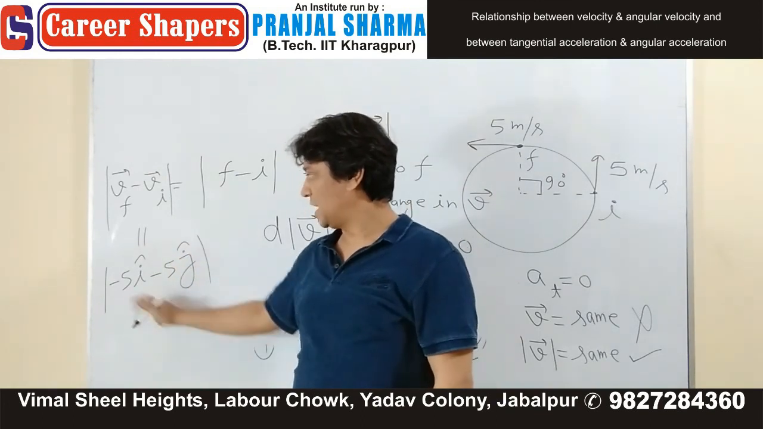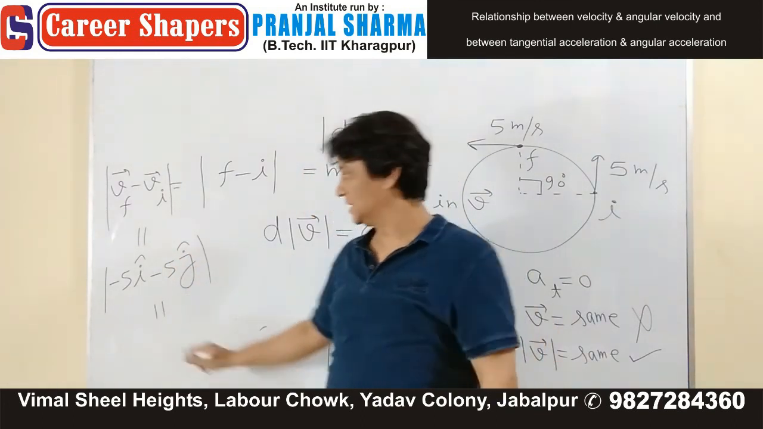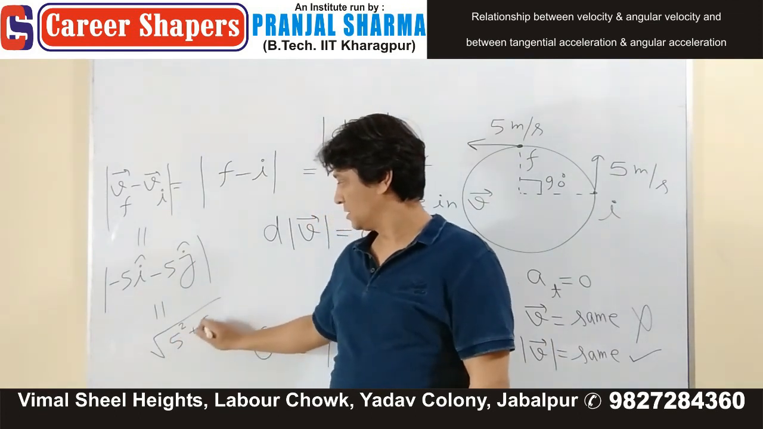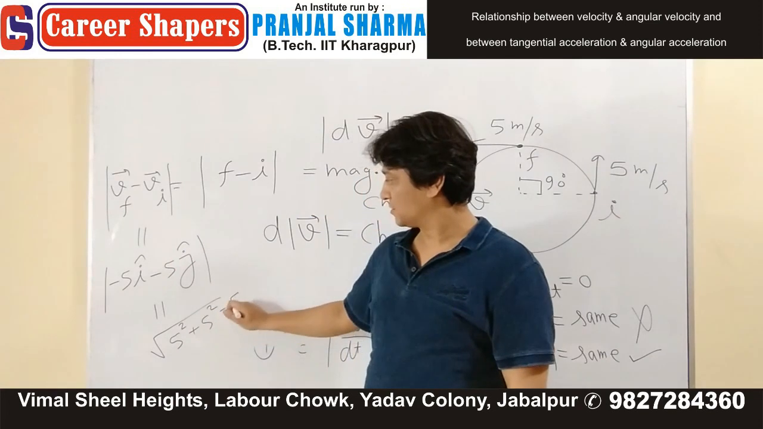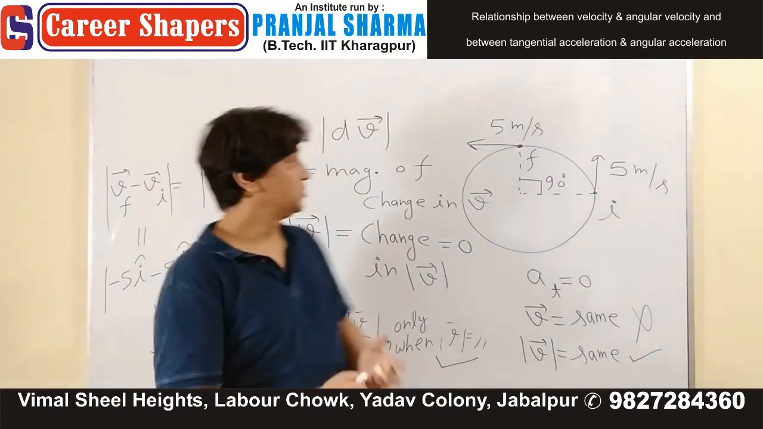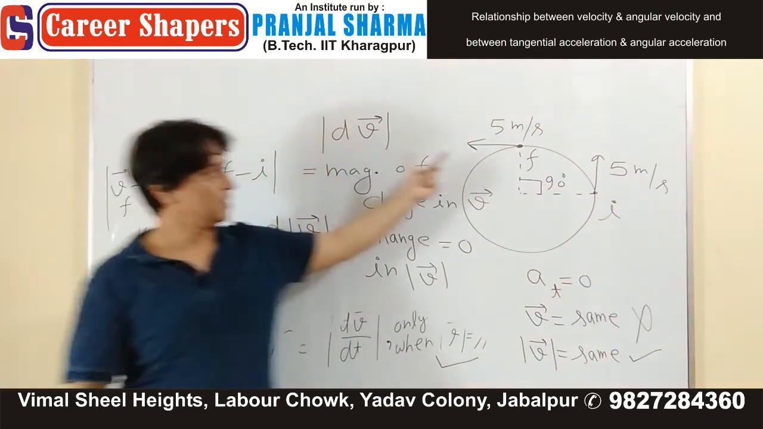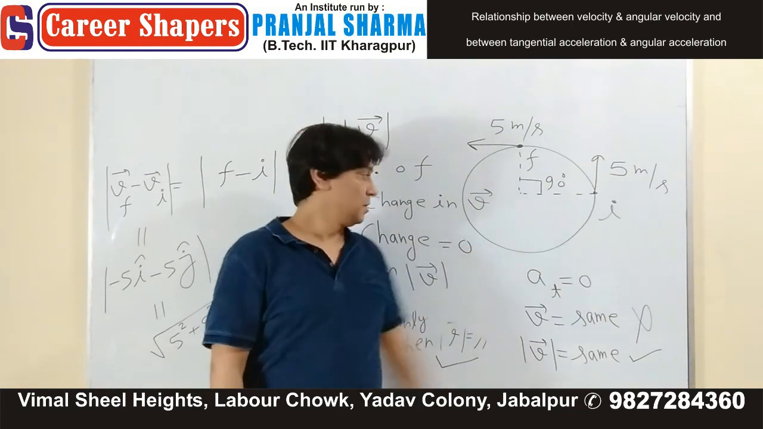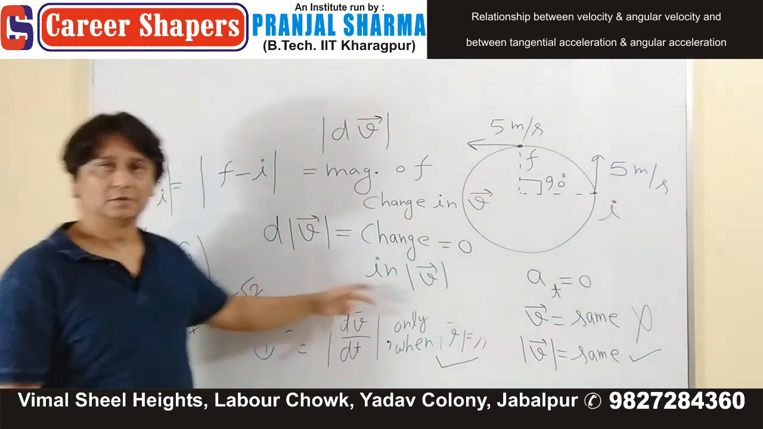क्या आपको पता है आई और जे टाइप की चीजों का मॉड कैसे लेते हैं? ऐसे लेते हैं भाई. व्हाट इज इट? 5√2. जो मैंने आपसे बोला व्हाट इज मॉड ऑफ डीवी? 5√2. व्हाट इज डी मॉड वी? 0.